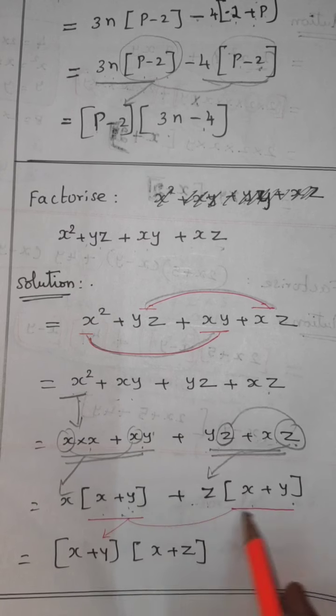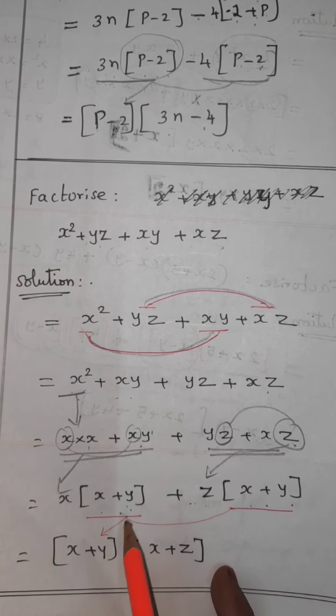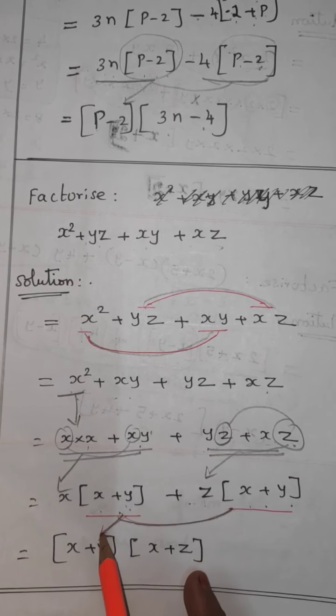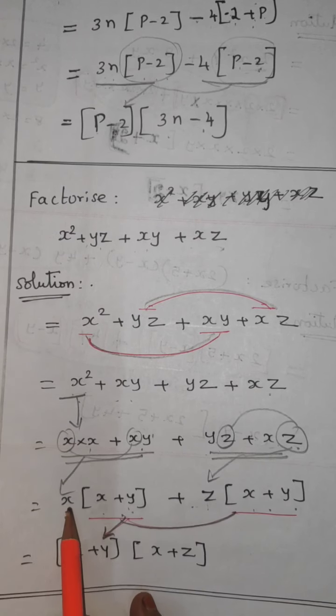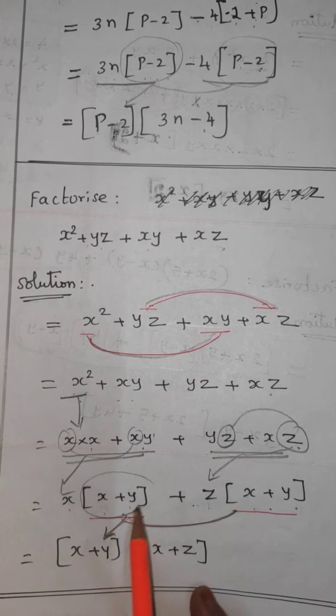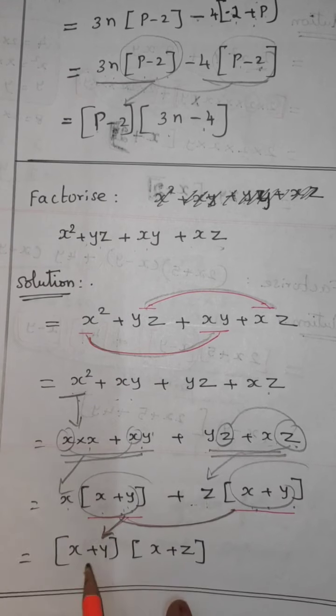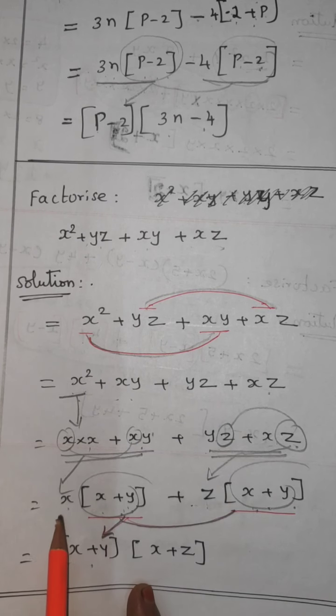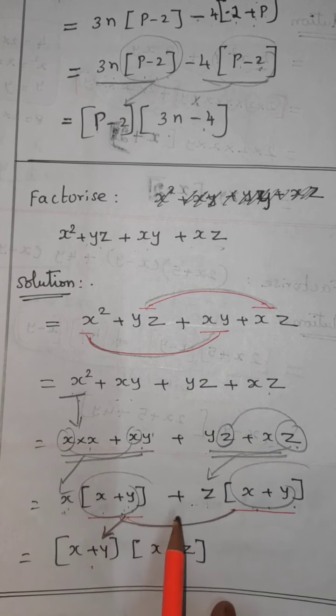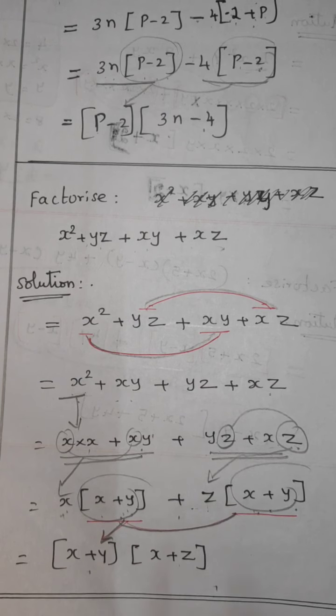Now here also x plus y, there also x plus y. So from this x plus y, write it as one number, x plus y. These two x plus y terms, write them as one number. Then which is common there? x plus z. This is the answer.